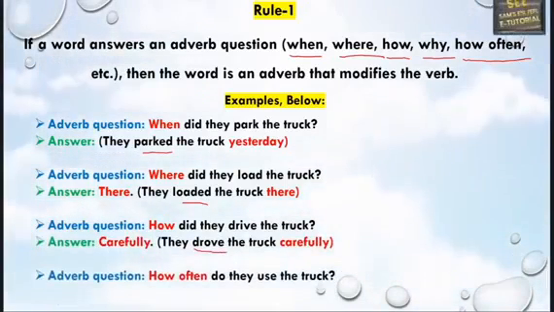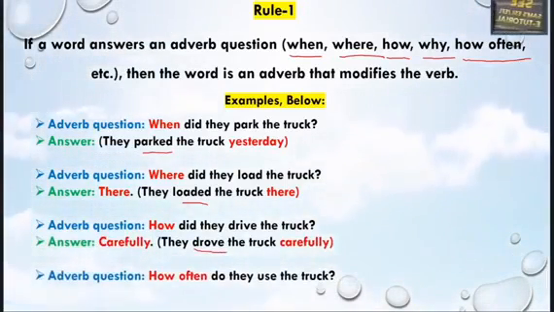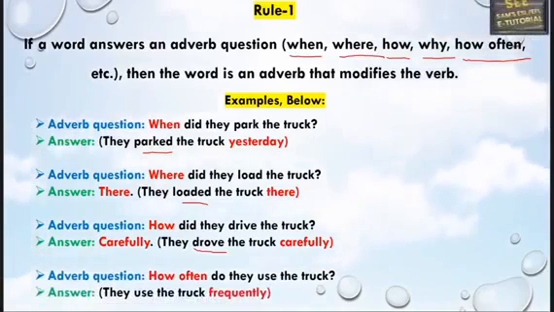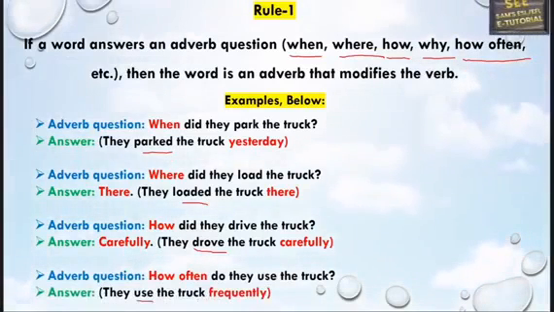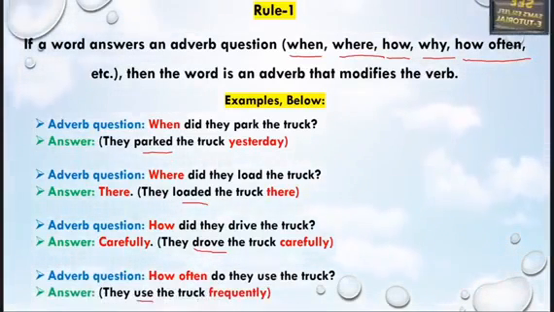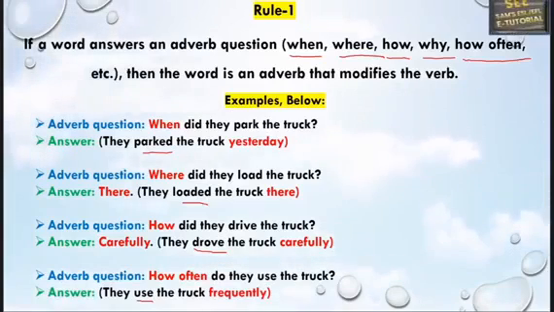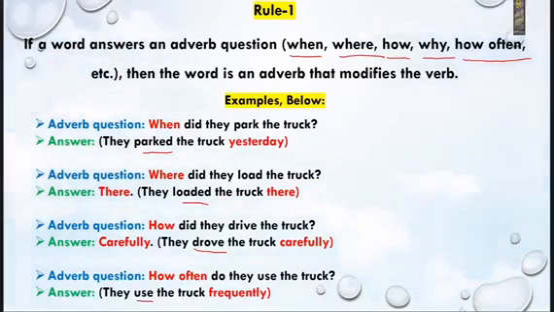And then of course you have, how often do they use the truck? The answer will be, they use the truck frequently, and "frequently" here modifies the verb "use." So when adverbs pose these questions, they actually modify verbs. They can to some extent modify other parts of speech, but this is one of the rules.